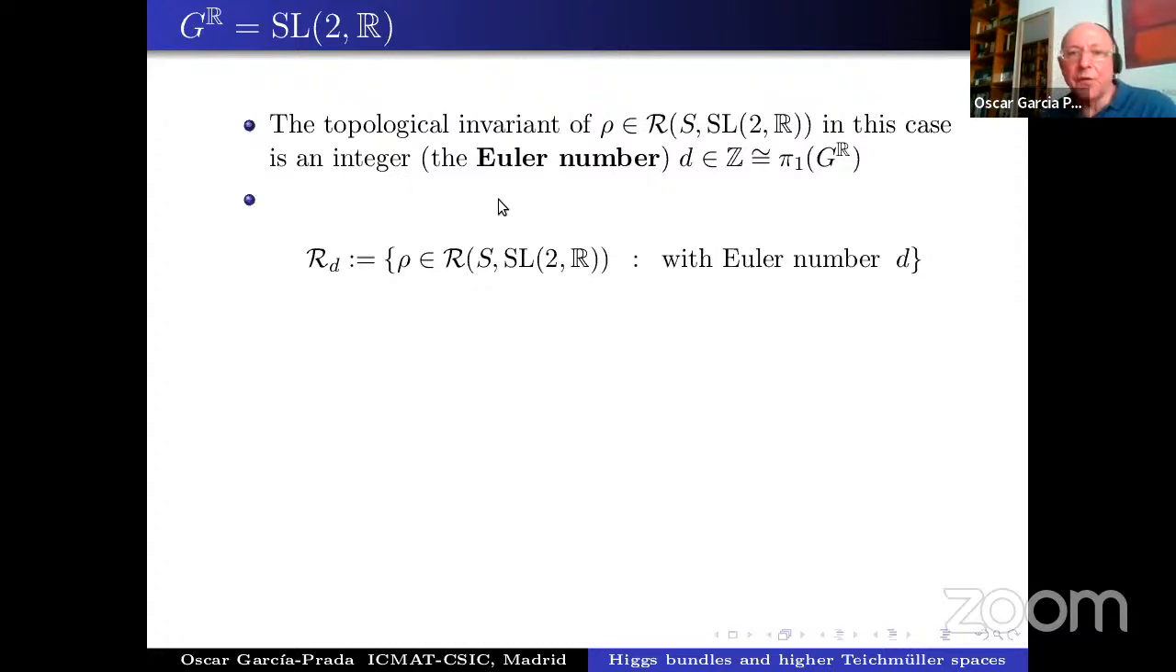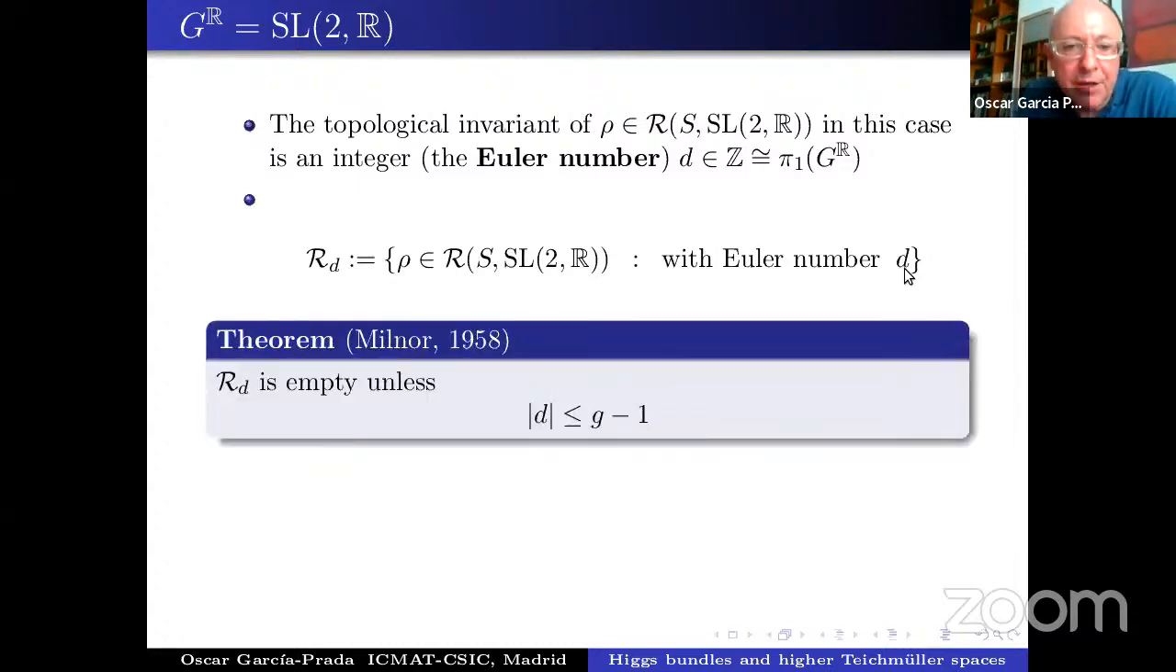And so then you can consider the subvariety R_d of representations of the fundamental group in SL(2,R), fixing the Euler number to be d, right? So a very old result by Milnor tells us that, unless the Euler number is bounded in absolute value by the genus of the Riemann surface minus 1, this is empty. So this violates the surjectivity. So not every value of the topological invariant can occur here, okay?